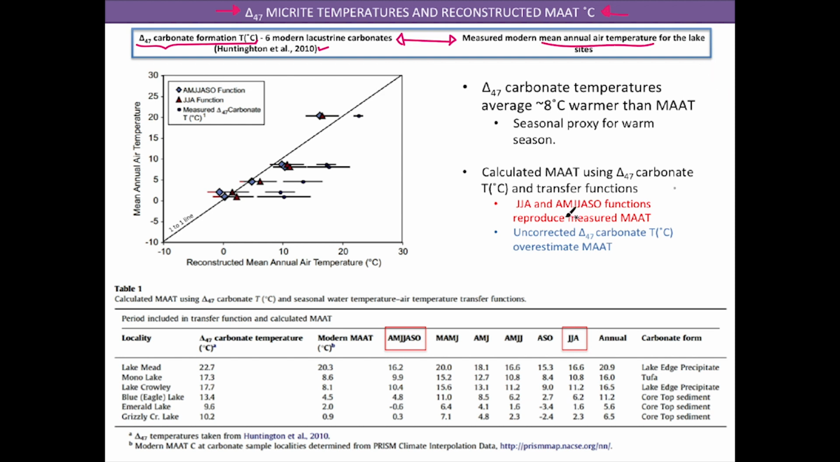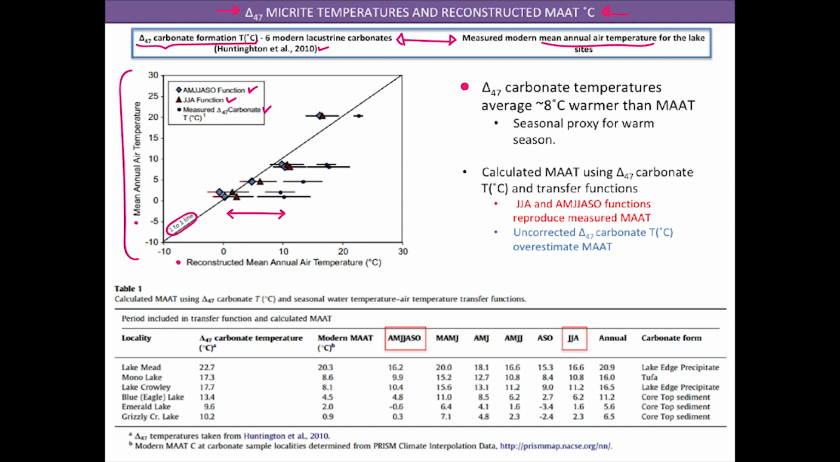The main findings are shown in this figure, where circles represent measured delta 47 of carbonate, triangles represent these delta 47 values transformed into mean annual air temperatures using the JJA function, and diamonds represent the delta 47 values transformed into mean annual air temperatures using the AMJJASO function. The one-to-one line here is shown for comparison between reconstructed mean annual air temperature and actual mean annual air temperature. The delta 47 carbonate temperatures average around 8 degrees Celsius warmer than mean annual air temperature at the sample sites, and should be interpreted as a seasonal proxy representing the warm season.